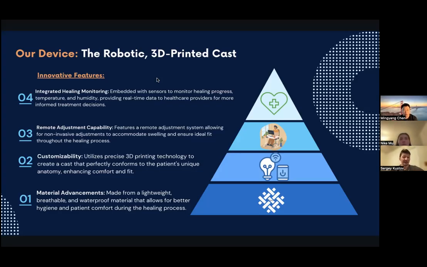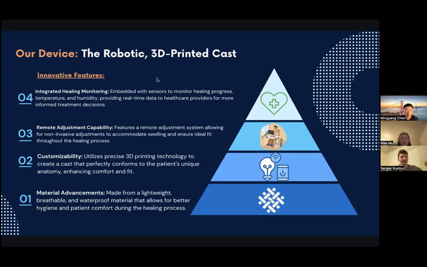Second thing, it's very customizable. It utilizes precise 3D printing technology to be unique to a patient's arm, depending on the morphology of the patient, depending on the structure of the bone, and depending on the cast type that's required. And it essentially enhances comfort and fit of the patient. Number 3, remote adjustment compatibility. It features a remote adjustment system allowing for non-invasive adjustments, and the actual cast itself can adjust to have an ideal fit to the patient while the patient is wearing it, and the patient has complete autonomy over how it feels on him or her.